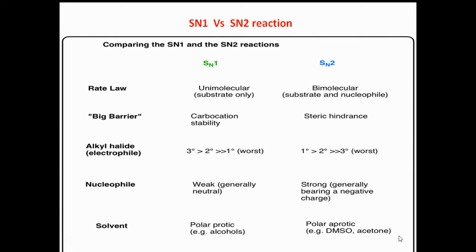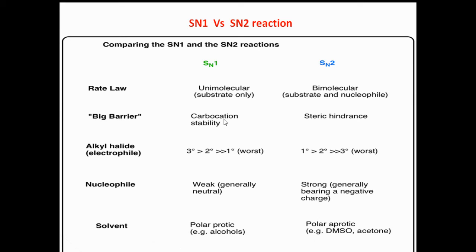Now let us compare SN1 and SN2 reactions. As we know, SN1 reactions are unimolecular because in the rate determining step only one molecule is involved, that is the substrate, the alkyl halide. The rate of the reaction depends only upon the concentration of the alkyl halide. Whereas in SN2 reactions, the rate depends upon the concentration of the nucleophile and the alkyl halide. Then in SN1 reaction, only one intermediate is formed, that is the carbocation.